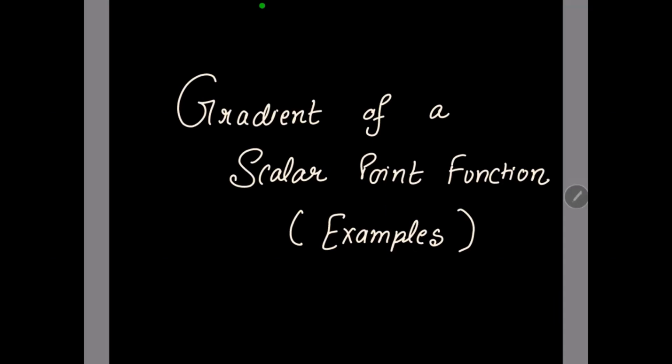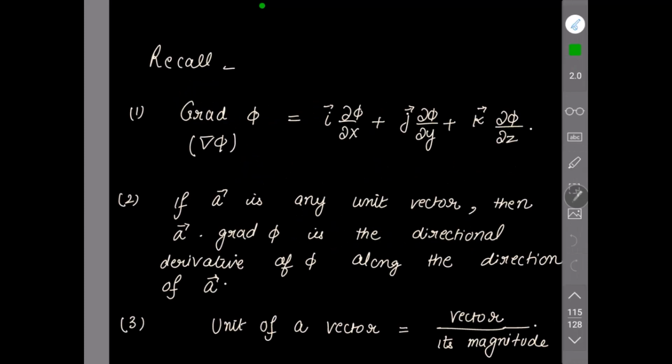Gradient of a scalar point function. We are going to do examples today. We have to recall some points. First one is, we know that grad phi or del phi is equal to i ∂phi/∂x plus j ∂phi/∂y plus k ∂phi/∂z.